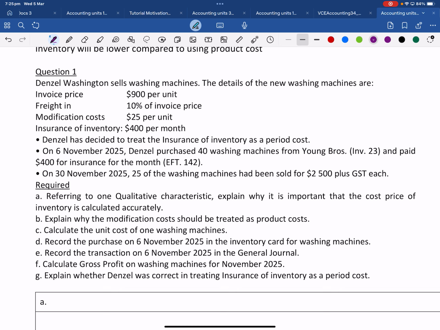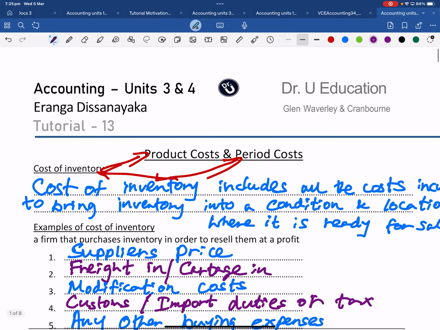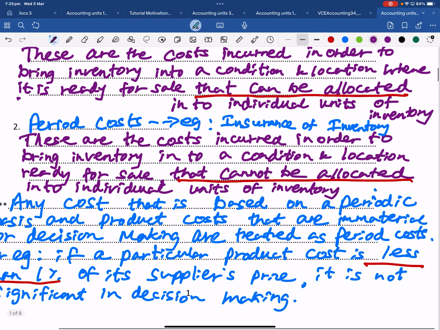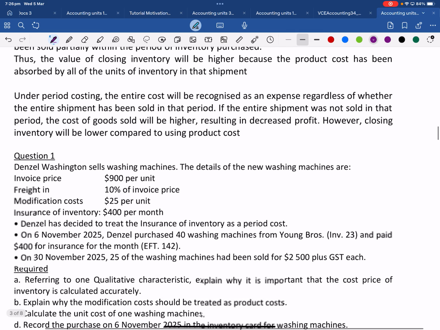Remember I gave you in the note? Any cost that is based on a periodic basis is a period cost. Right, so it's not a product cost. Okay. I'll give you the answer.